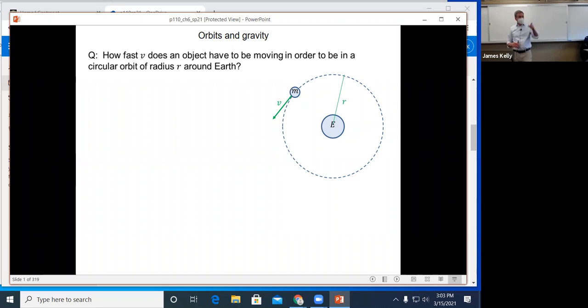a equals v squared over r. So the v is going to come into v squared over r. We're going to use a in F net equals ma. So we need a free body diagram first, right? At this instant in time, we want a free body diagram.